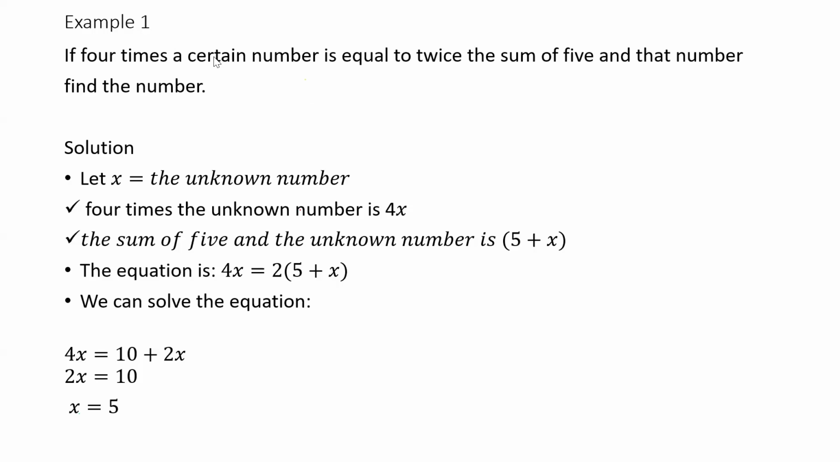So 4 times a certain number is equal to twice the sum of 5 and that number. What is the sum of 5 and that number? The sum of 5 and that number is the same as 5 plus that number. That number now is x. Are you okay? Let me go over it again.